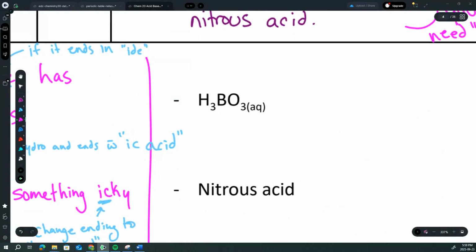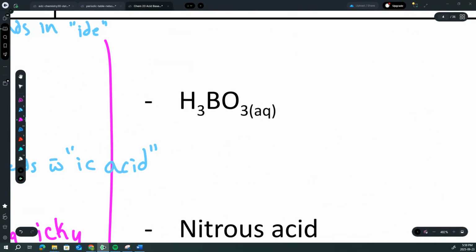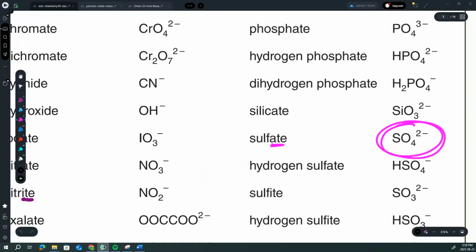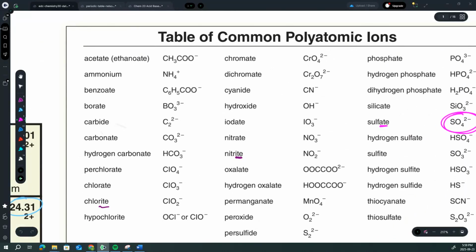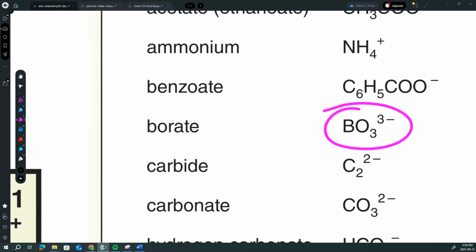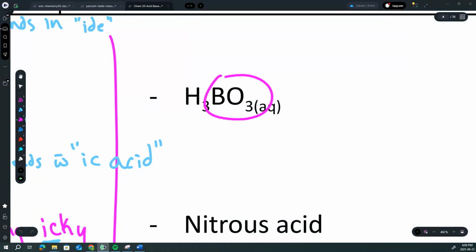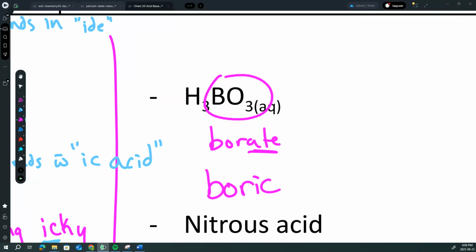Okay, so moving on here, we have H3BO3. So we have hydrogen with more than one other element in it. So I know this is going to be a polyatomic ion. So let's check this out and see where it is here. So this looks like it's right here. So we have borate. So with borate, we end with ate, so we need to change it to ic acid. So boric acid.